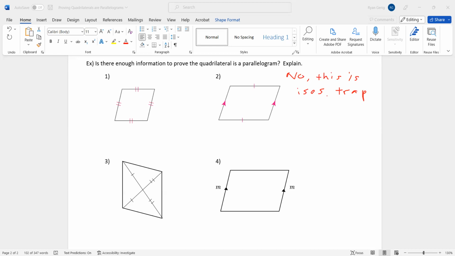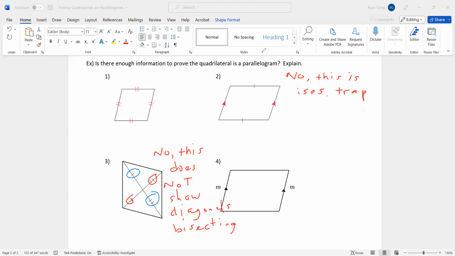Okay, third one. Looks like the diagonals bisect each other. And a lot of people think, yep, they do, but in fact, they do not. If they bisected each other, these two would be equal, and these two would be equal, but that's not what's shown. Okay, that's not enough. This does not show diagonals bisecting. Therefore, I cannot say it's a parallelogram.